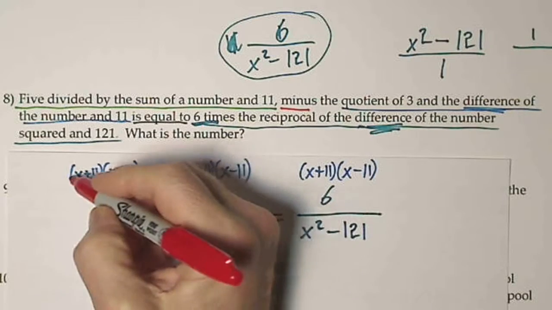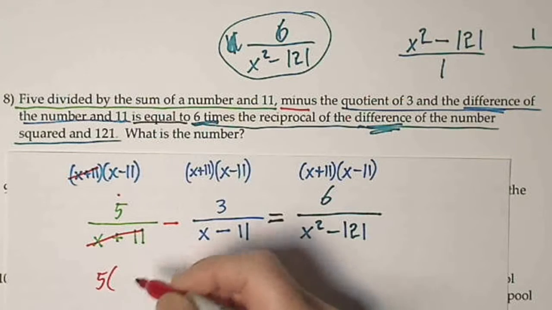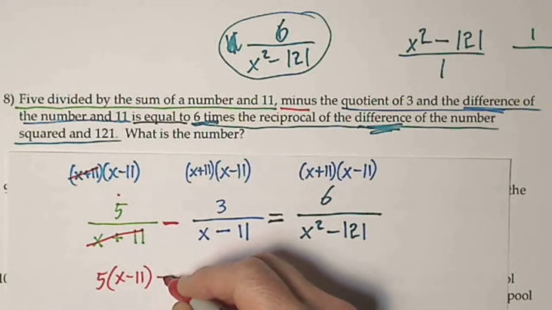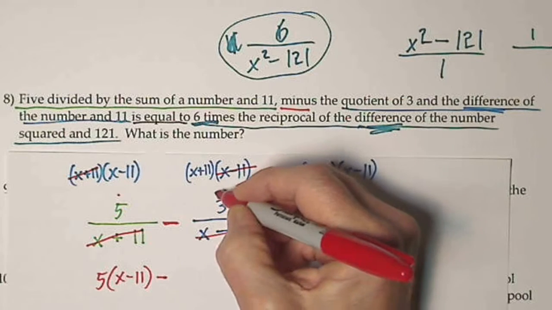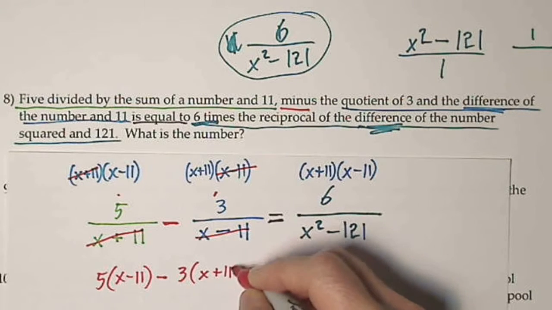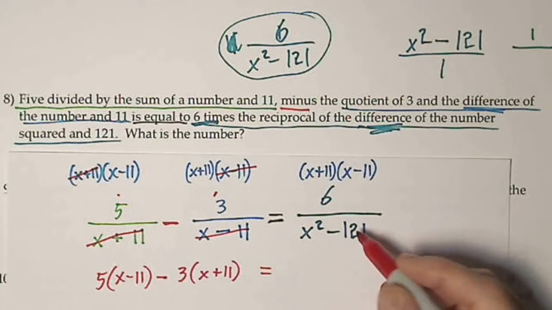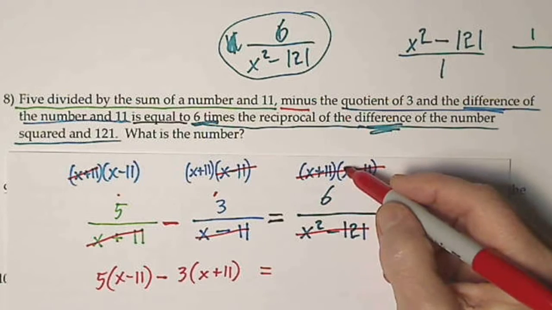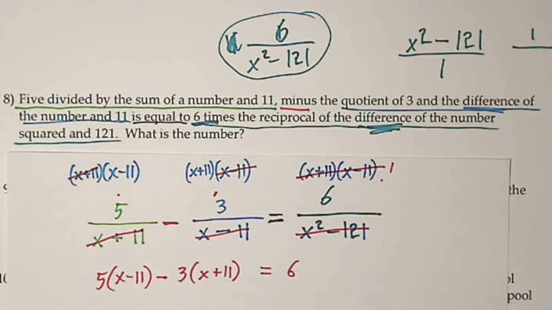So x plus 11 cancels x plus 11. We have 5 times that. Minus, this minus is right here. Then x minus 11, x minus 11. We have 3 times that. Equals, and x squared minus 121 is this. This is just the factored form. So this becomes a 1 times 6. So that's all we have there.